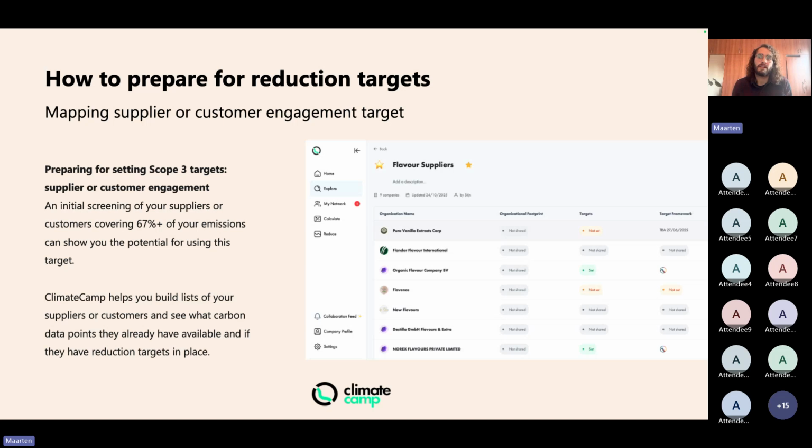Now, I'm not going to demo a lot in ClimateCamp today. I'm just going to show a couple of little things. What we do for our customers, we help them also prepare for setting scope 3 targets. And to do that, we help them scope the potential for supplier or customer engagement. We do an initial screening of their suppliers covering more than 67% of their emissions. And then it can show you the potential for using this target. Have they already target set? Can this be taken into account?